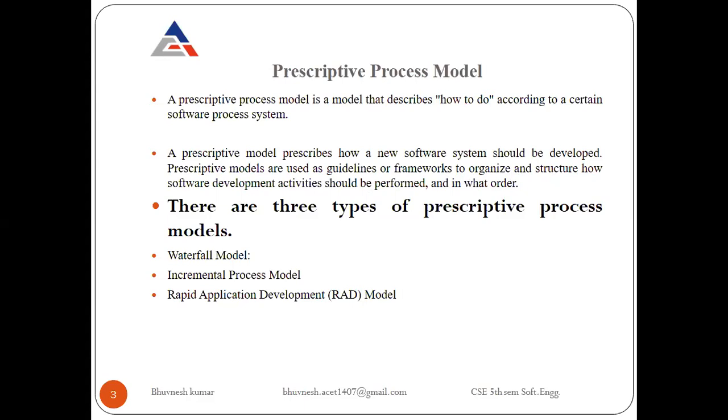Next, there are three types of prescriptive models. The names of the prescriptive models are the waterfall model, the incremental process model, and a different model, RAD, which stands for rapid application development. These are the traditional models that are used to develop software: the waterfall model, the incremental process model, and RAD.